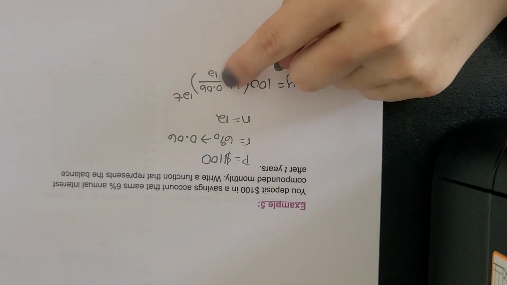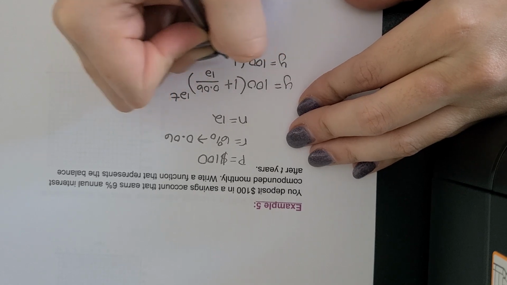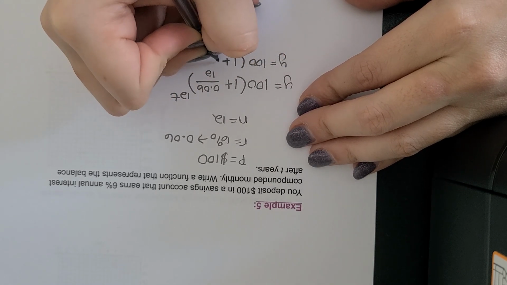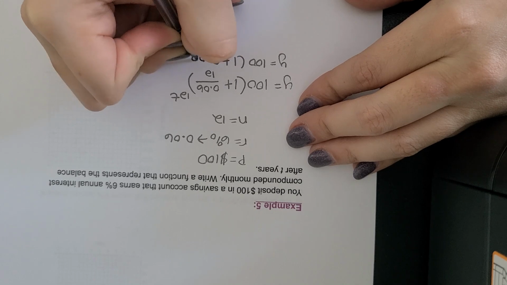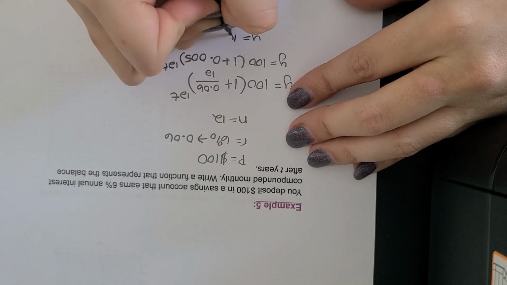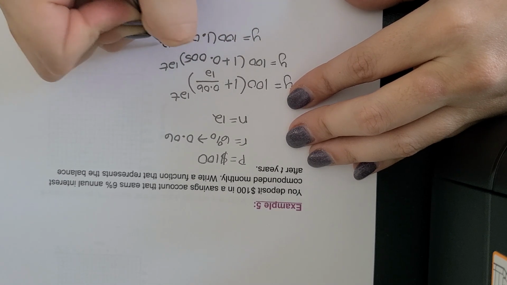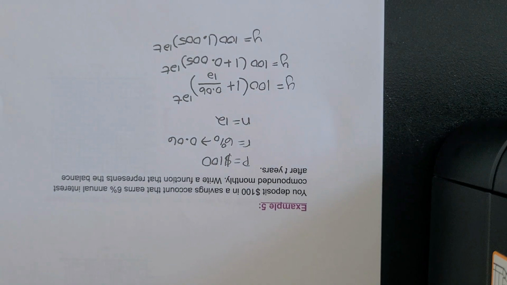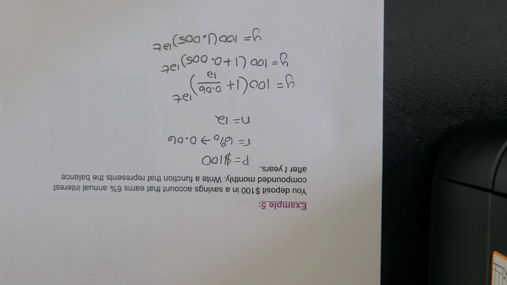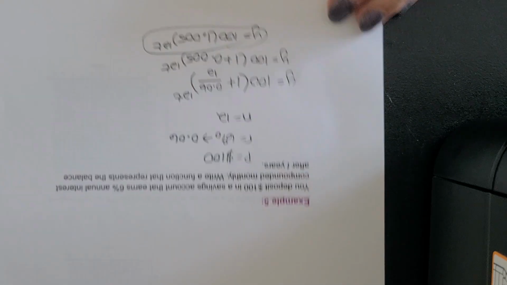And then I want to simplify this inside part. It's going to be 0.005. So this becomes 1.005 to the power of 12t. I just wanted to write this function. There were no solving because they didn't give me how many years this was going on for. So this is going to be my equation.